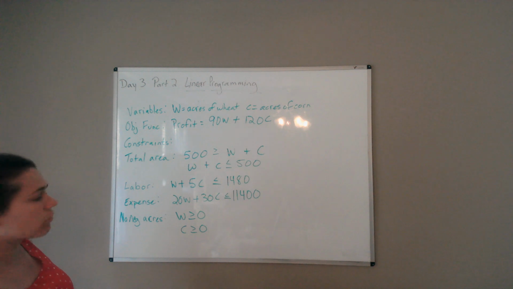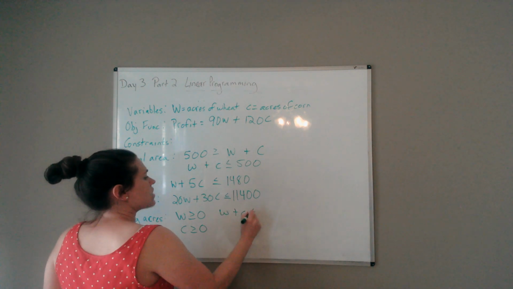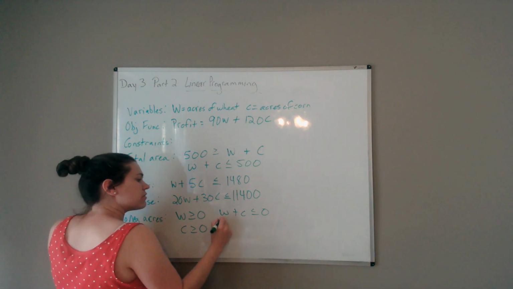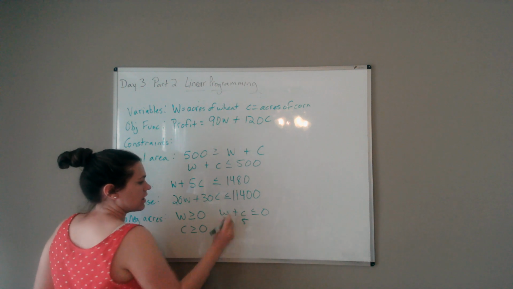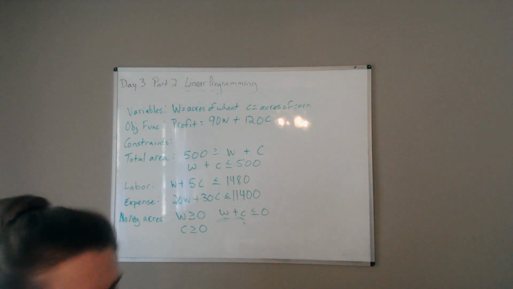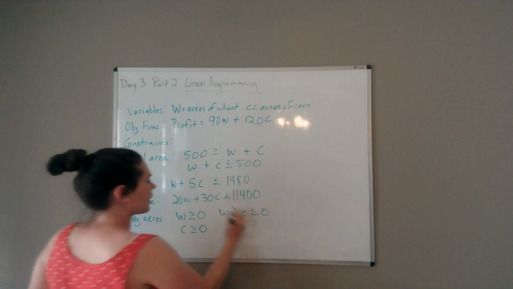And don't write W plus C, okay? No, this is a no-no, okay? Do not write this, because this is saying that W could be -5 and C could be 5, okay? Do not put this. Each of them needs to separately be greater than or equal to 0, okay?